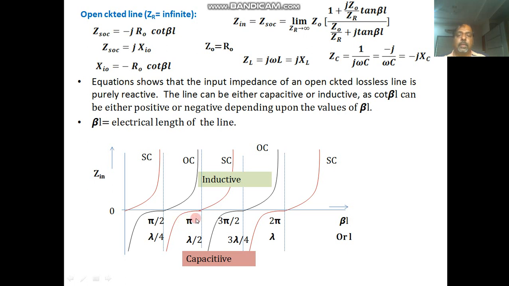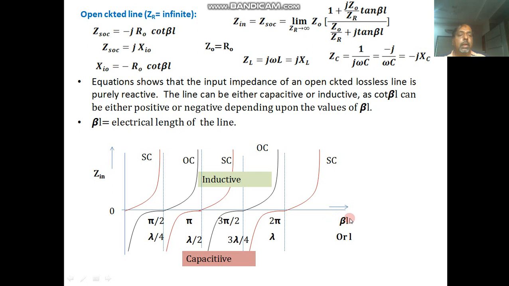And if this value is between pi by 2 and pi, in that case tan beta L will be negative. So the negative of a negative will be positive, so you will get a positive value of input impedance. So you can say that it will behave as an inductor. So depending upon beta L, the input impedance under open circuit condition will have either positive or negative values. If it gives a positive value, then it behaves as an inductor, and if it gives a negative value, then it behaves as a capacitor.